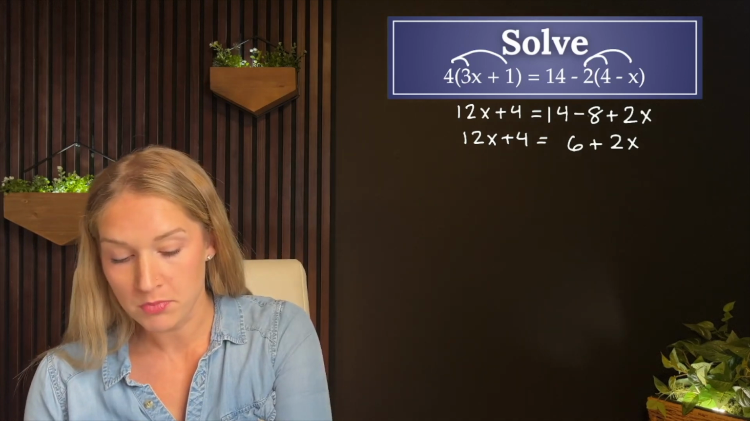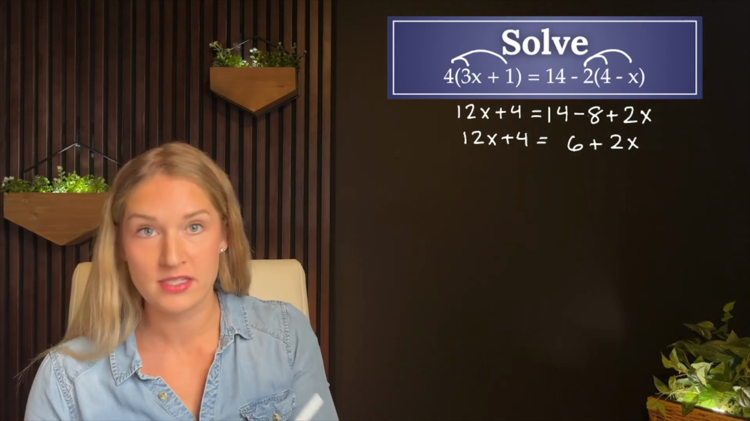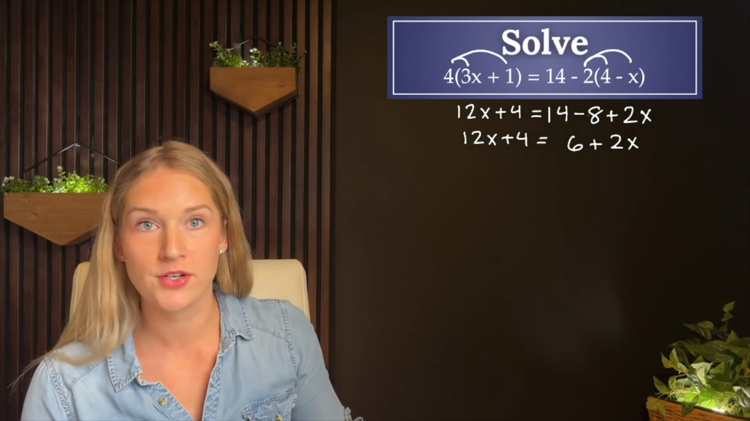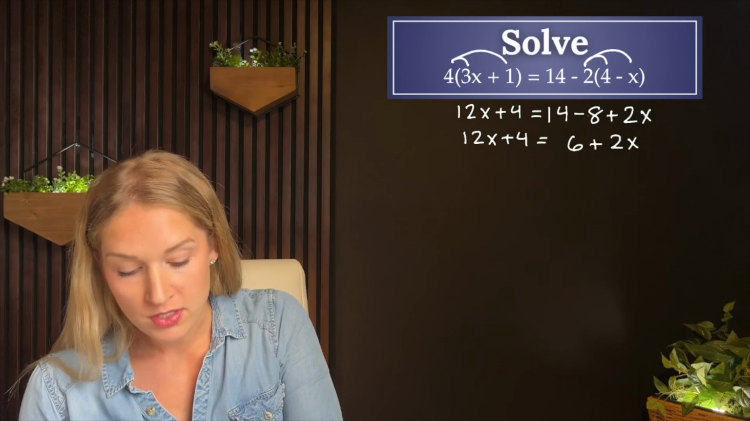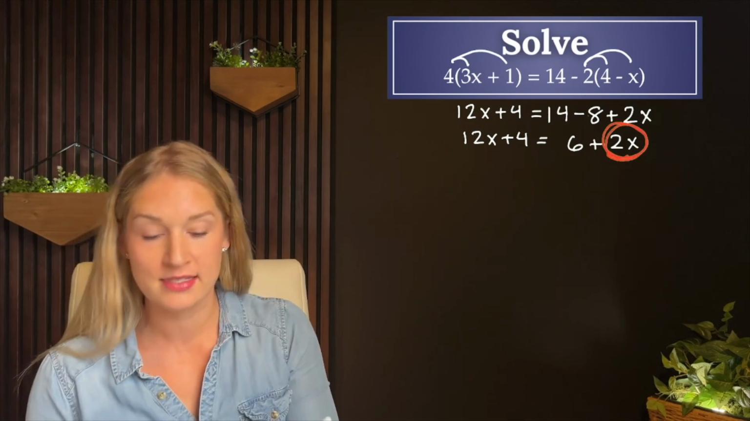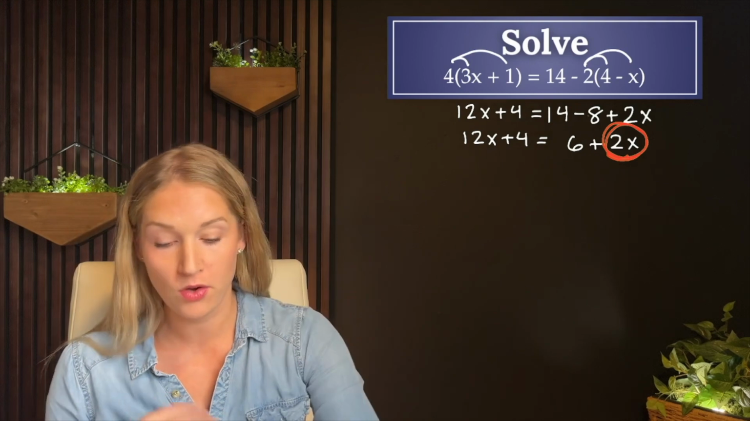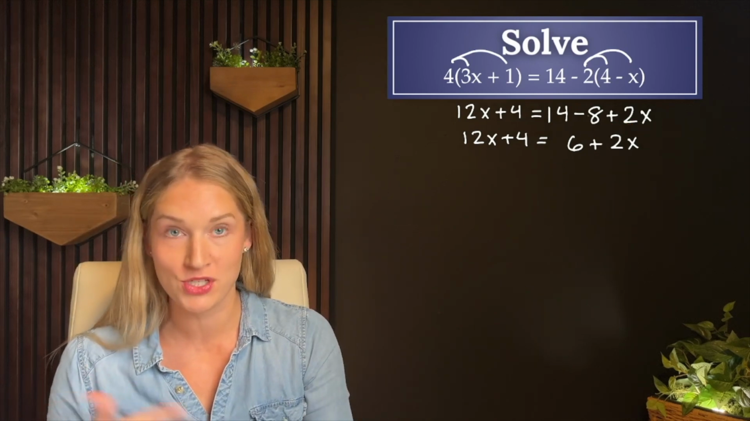So I'm going to move my 2x from the right over to the left. And I do that by taking the whole term and moving all of it. So this whole term is connected to the 6 with adding, which means that if I want to move that whole piece over, I need to do the opposite of adding, which is subtracting.